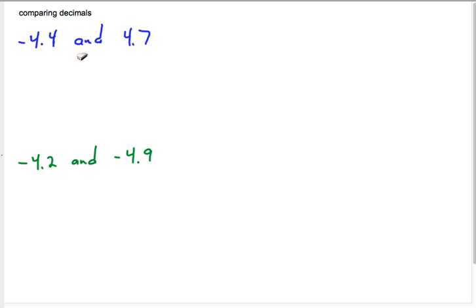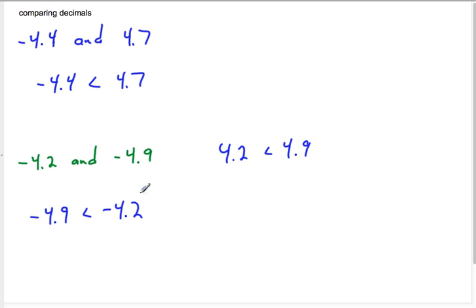Alright, what about decimals? The first one's pretty obvious just because every negative number is less than a positive number. So that one's real easy. The second one, again, if it was just 4.2 and 4.9, then the 4.9 would be greater, but since they're negative, the negative 4.9 is less than negative 4.2 because this one's closer to 0. So this one's closer to negative 5, this one's closer to negative 4 or 0, and so this one's less.